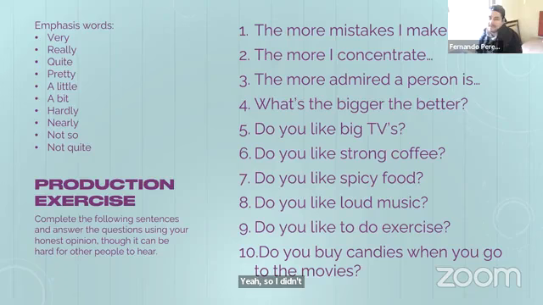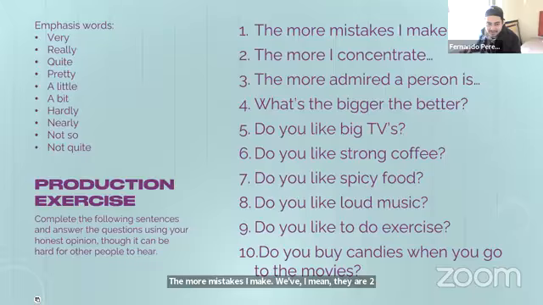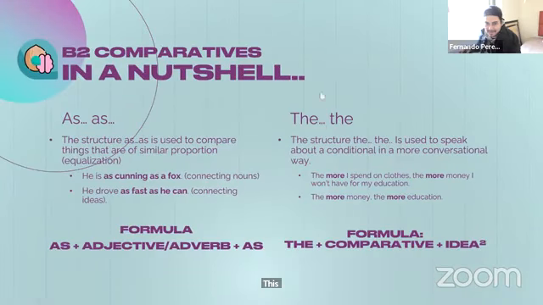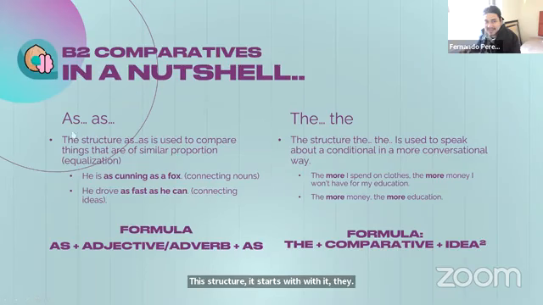I get it. You are confusing this sentence, the more mistakes I make, with, I mean, they are two independent structures. The structure starts with the. So you needed the second the. And you are trying to use an as when it's impossible to use.